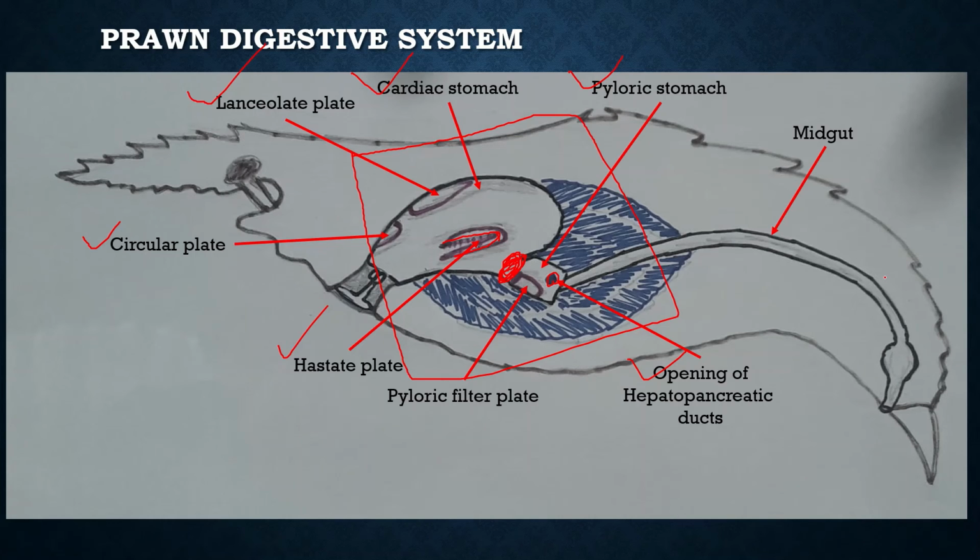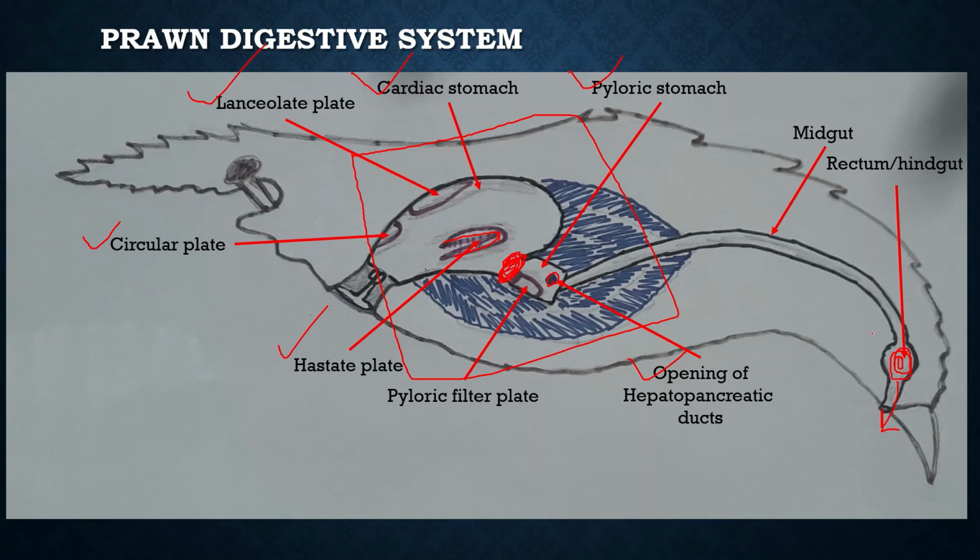Then this midgut leads into the last part of the alimentary canal, called the hindgut or also called the rectum. This hindgut or rectum is a shorter portion in which the undigested material is stored, and finally the undigested material is thrown outside of the body with the help of the anus, which is situated at the base of the telson.